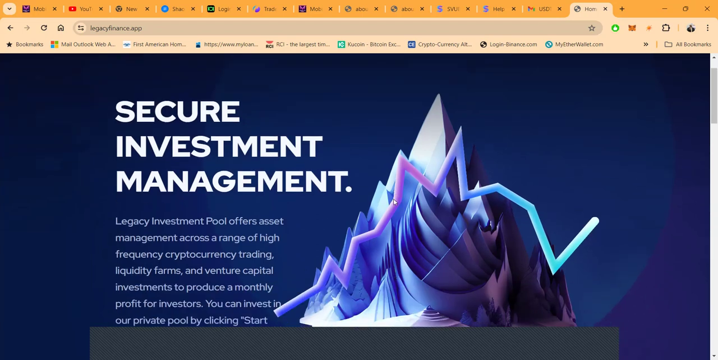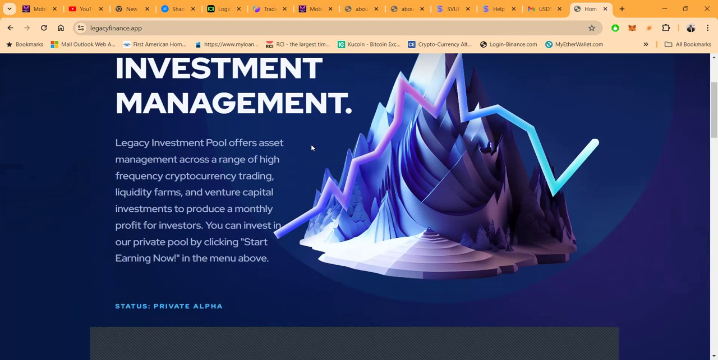So, secure investment management. Legacy Investment Pool offers asset management across the range of high-frequency cryptocurrency trading, liquidity farms, and venture capitalist investments to produce a monthly profit for investors. So just the things they get into are like the genre of things that I like. I'm obviously into crypto. You guys know from my videos, I'm in the liquidity pools. You also know, folks, I'm into venture capital. And they produce money every month for investors. I think that's dope. Now, folks, this is different.